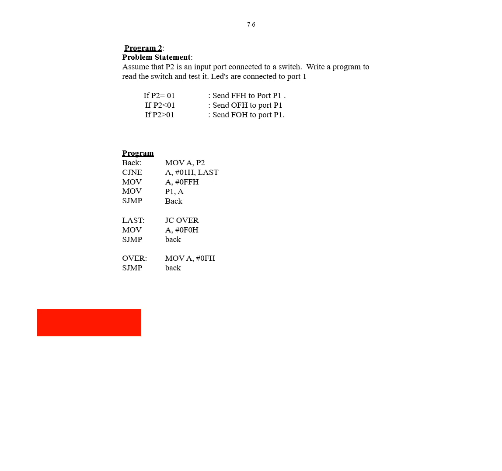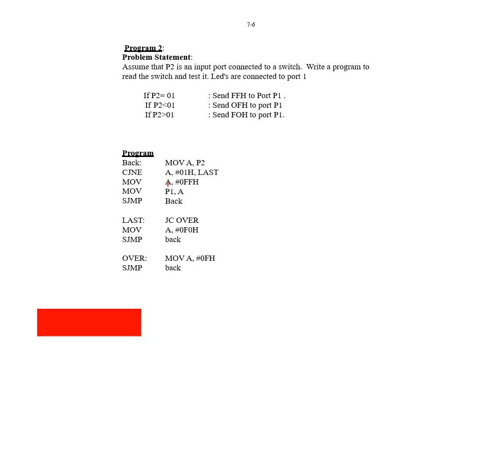So what is the question here? If P2 is equal to 0, 1, what do you want to do? You want to send FF. So CJNE A, meaning the data in port P2. If they are equal, it will not go to last. Only if they are not equal will it go to last. If they are equal, it will come here. What do we want to do here? You want to send FF to port P1. So you send FF to A, then from A you send to P1. Short jump back. Again you are moving here, and again you are reading the data.